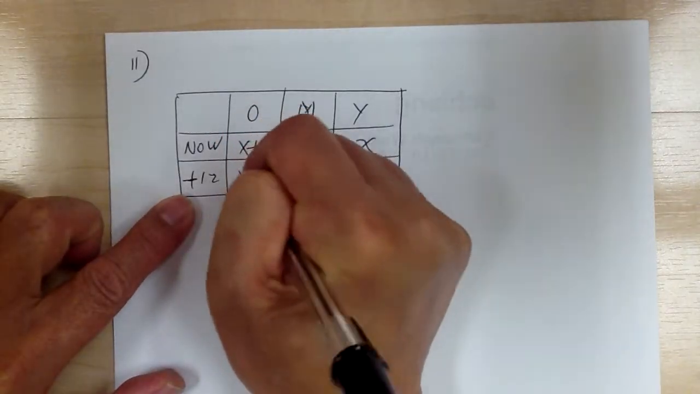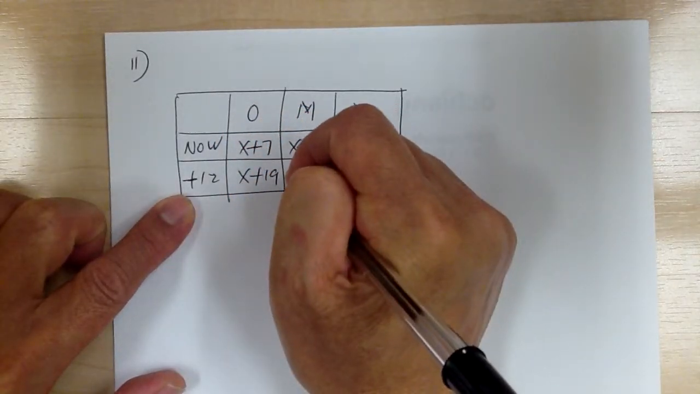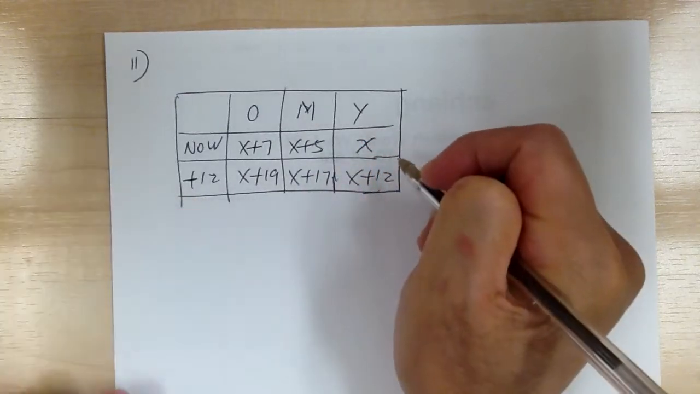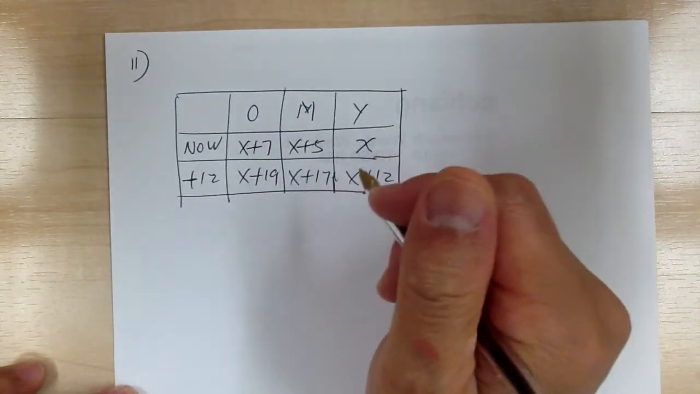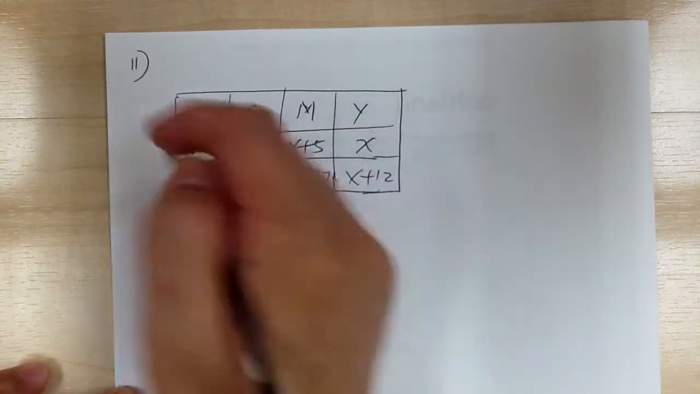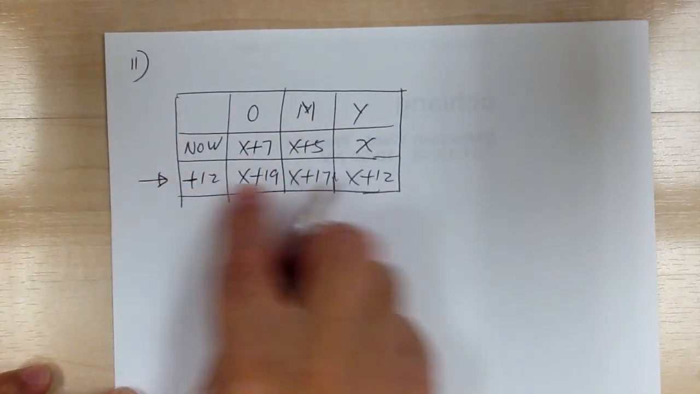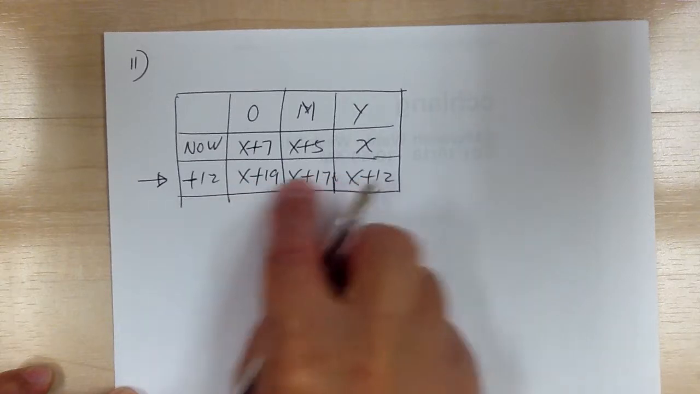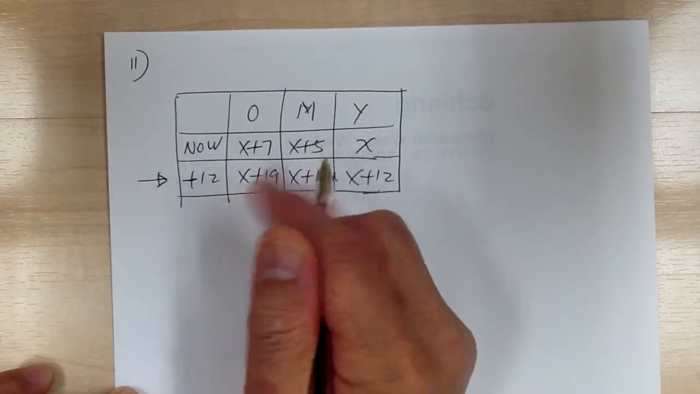So this will be x plus 19. This will be x plus 17. This will be x plus 12. So now we're ready to do the translation. It says in 12 years. So again, you're looking at this over here. But when you're doing the translation, don't worry about substituting yet. Just translate what it says.